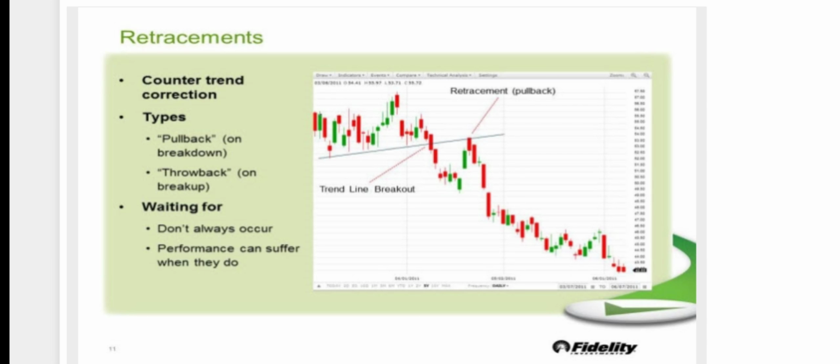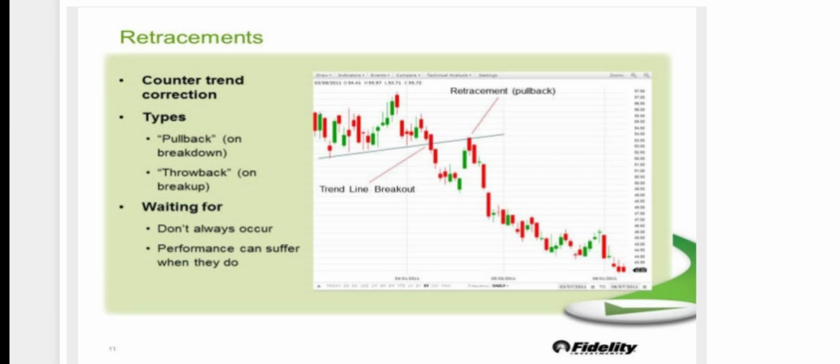The other type is on a break up. If you have resistance and the price breaks up through the resistance and then gets thrown back down to resistance, it's a throwback. It's just the opposite. It's when you're in an uptrend and you get thrown back down to the resistance line before you resume that uptrend again. Be aware they don't always occur. They're fairly common. We've got a note here: performance can suffer when they do. Not in all instances, but in some it will.